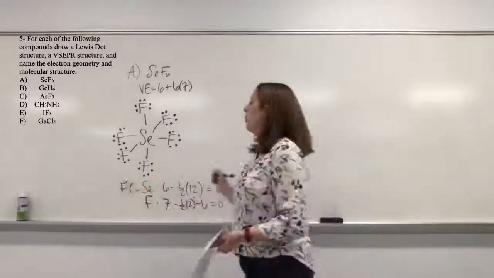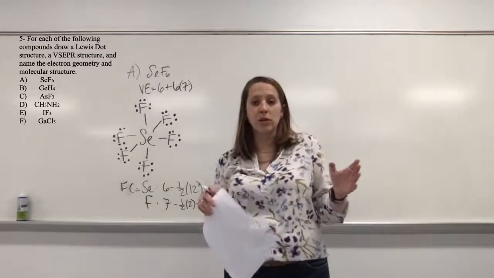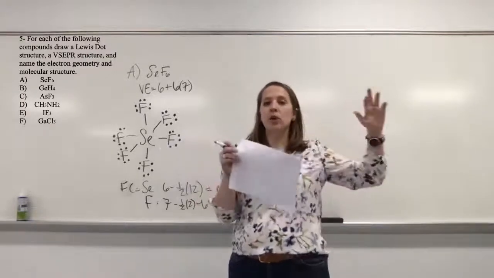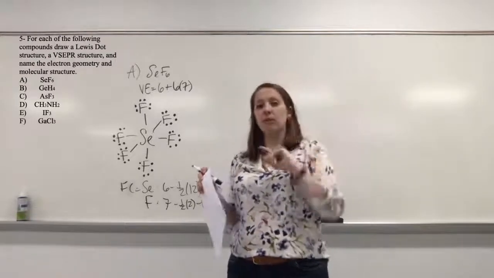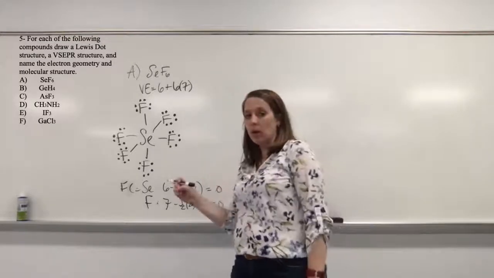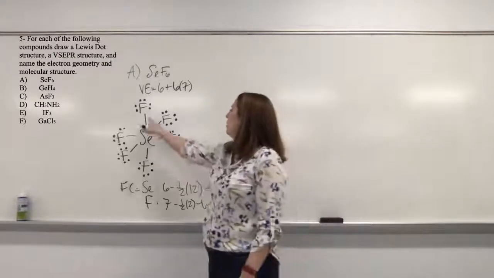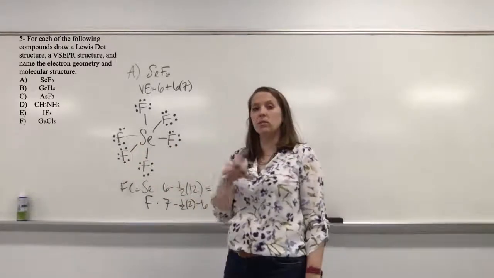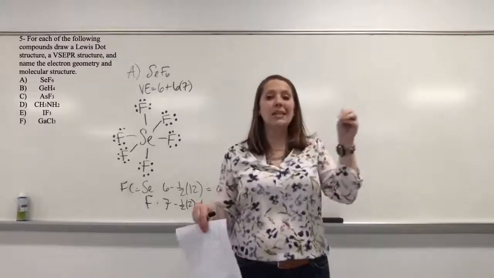So from here, we need to draw this in 3 dimensions. So that would be our VSEPR structure. VSEPR structures come in groups, and we can determine what the base geometry or the electron geometry is for this by counting the number of entities, lone pairs or bonds, connected to the central atom. So we have 1, 2, 3, 4, 5, 6 different entities connected to the selenium, which means that it is an octahedral structure.